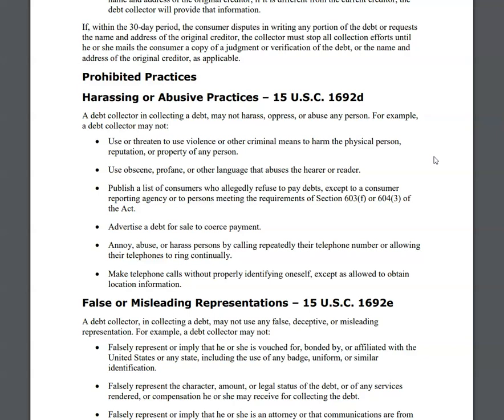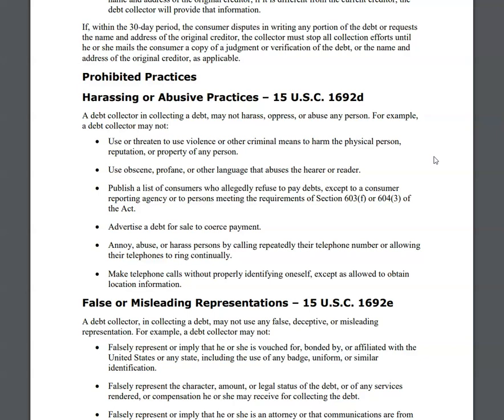Publish a list of people who allegedly refuse to pay a debt. They do public notices, so that's going to be the exception, is to put it in a public notice in the publication when you do a lawsuit.